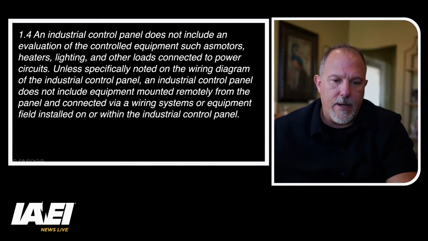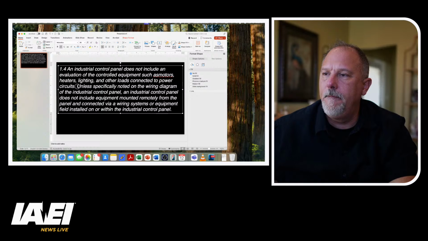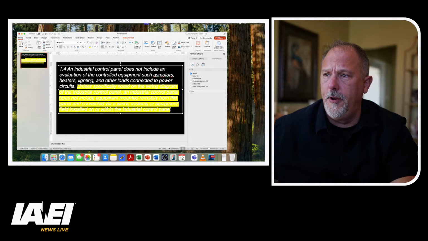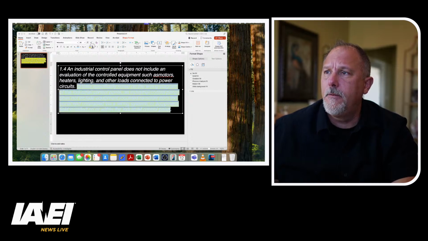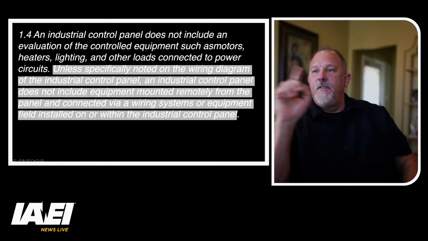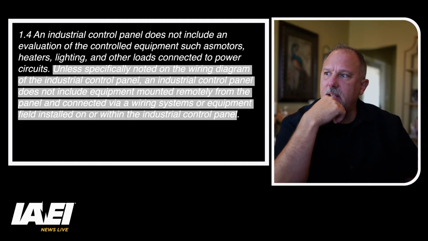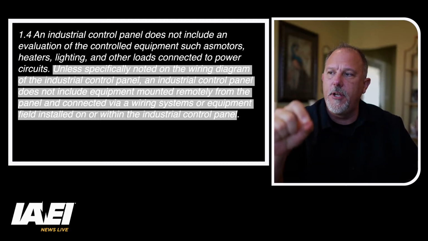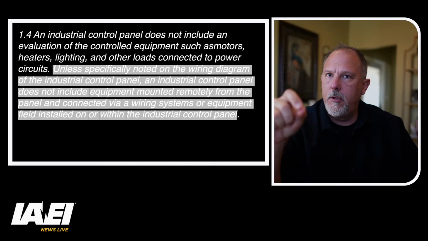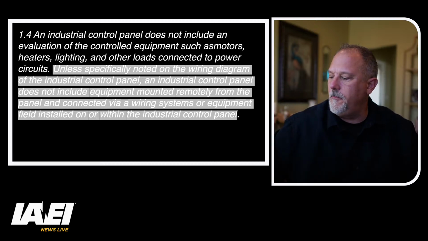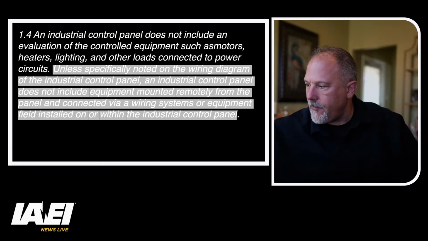I am honing in on this sentence right here. Hold on, let's do gray. I was focusing in on this, unless specifically noted on the wiring diagram of the industrial control panel. An industrial control panel does not include equipment mounted remotely from the panel and connected via a wiring system or equipment field installed on or within the industrial control panel.